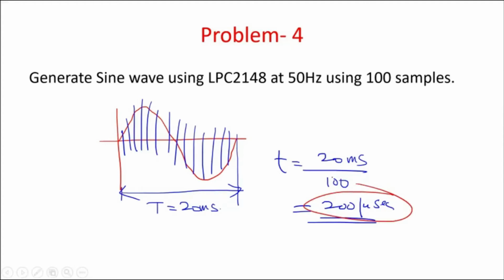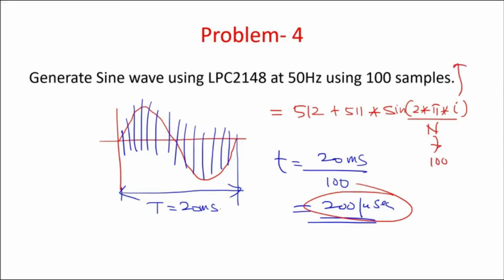In sine, it is always better that we generate a lookup table and save it. So how do we generate the lookup table? What is the formula? Sine data is equal to 512 plus 511 multiplied by sine of 2 pi I by N. N refers to the total number of samples, in this case 100. I is the sample number.